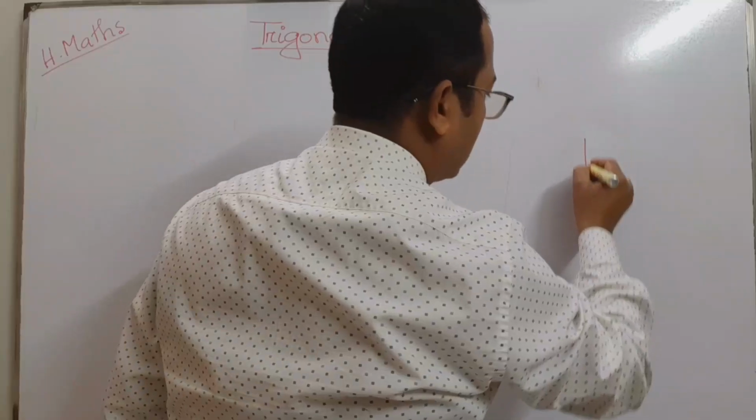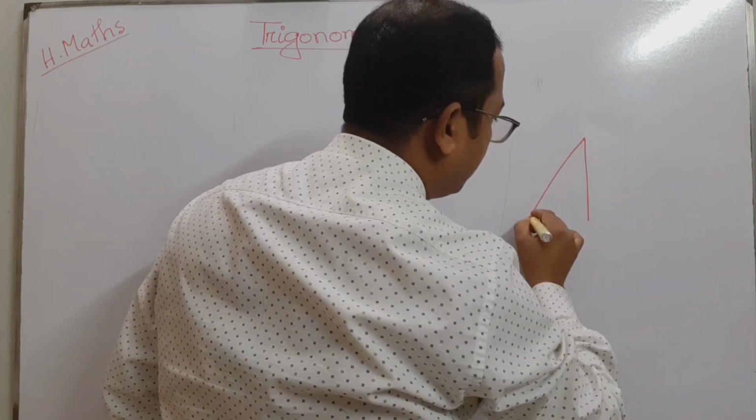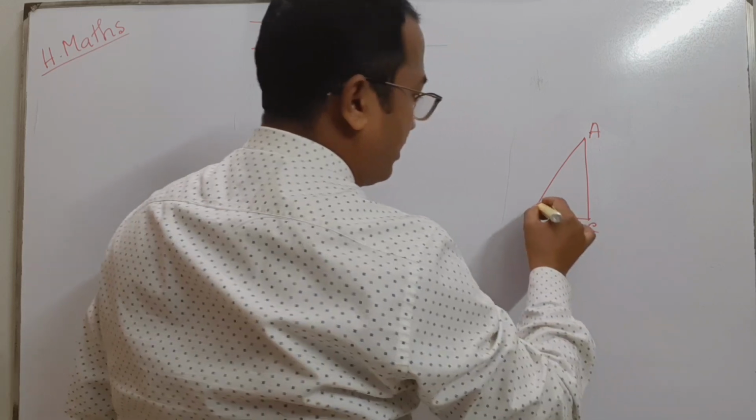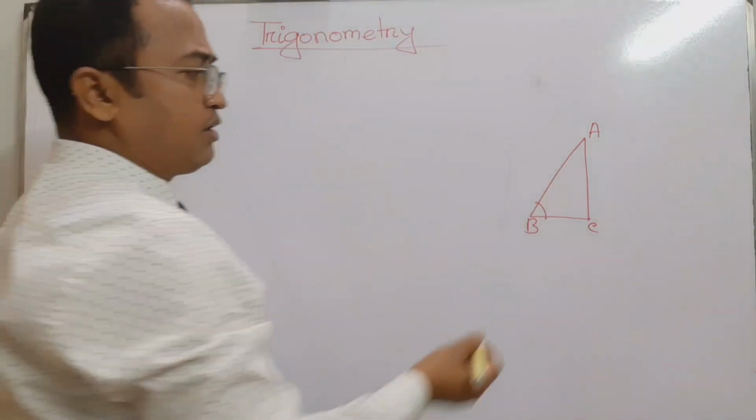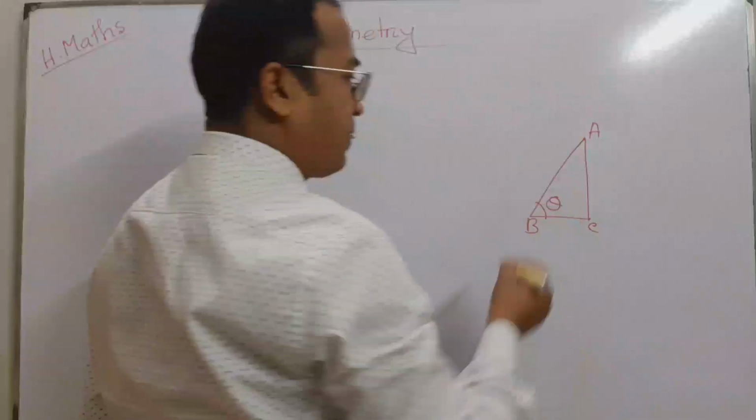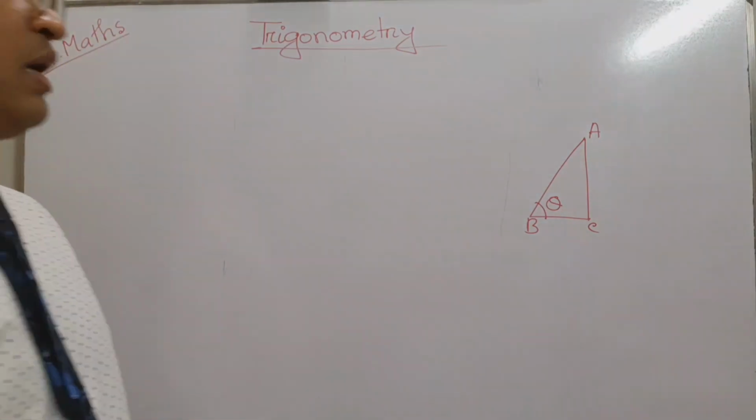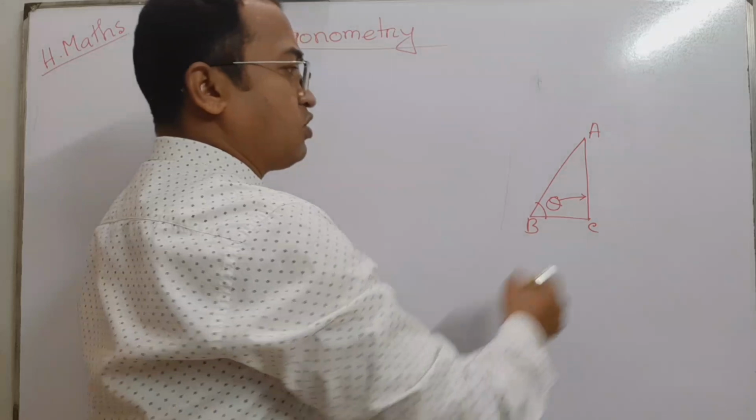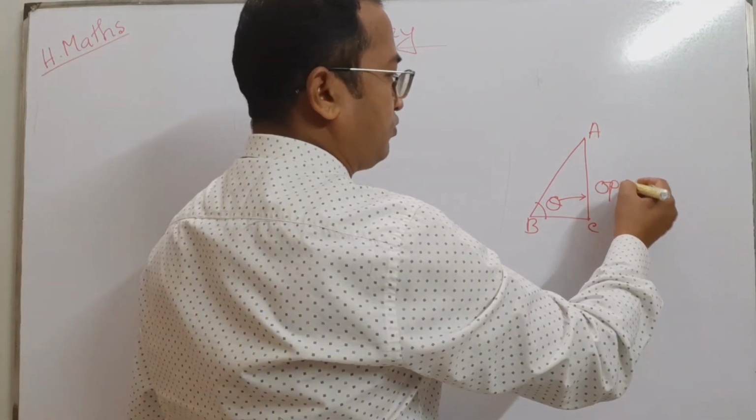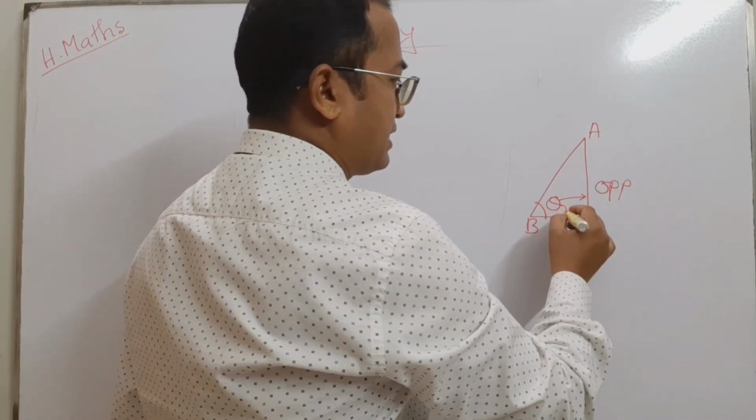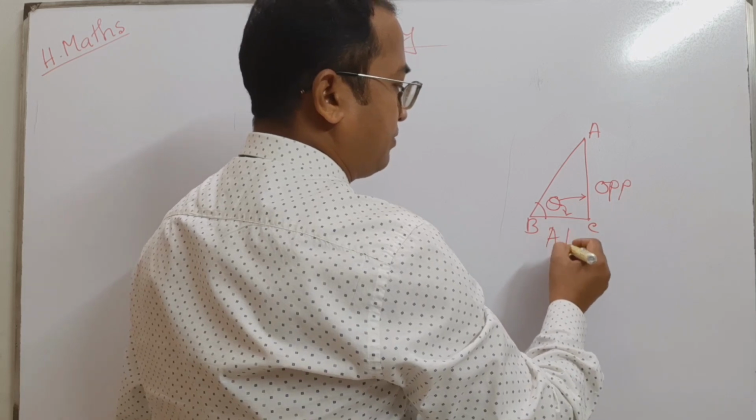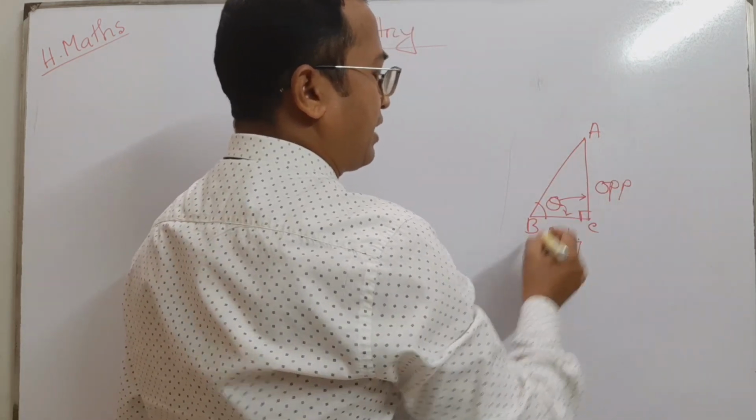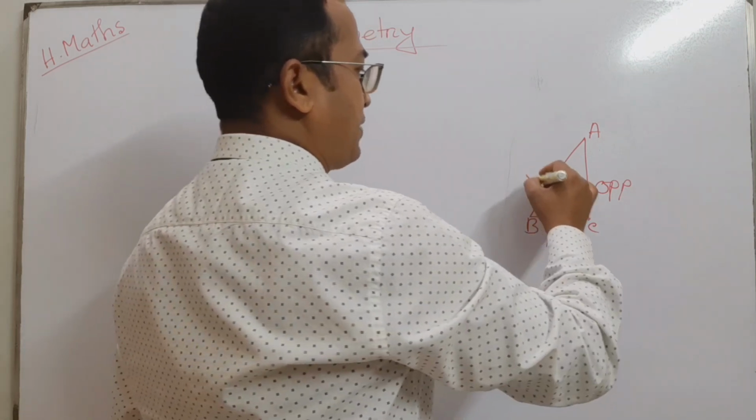Say this is a right angle triangle ABC, and this is the acute angle, equal to theta. Here AC is the opposite of theta, that is the opposite side, and BC is the adjacent side, and AB is opposite the right angle, so this is the hypotenuse.